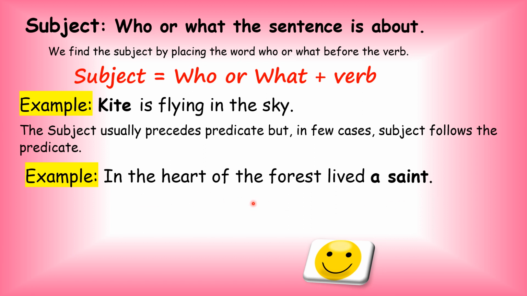So children, here we can see the subject. We are talking about a saint. So a saint is our subject. It is coming after the predicate. Is it clear, children?